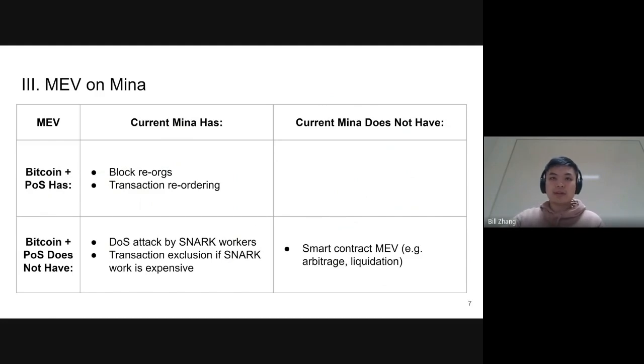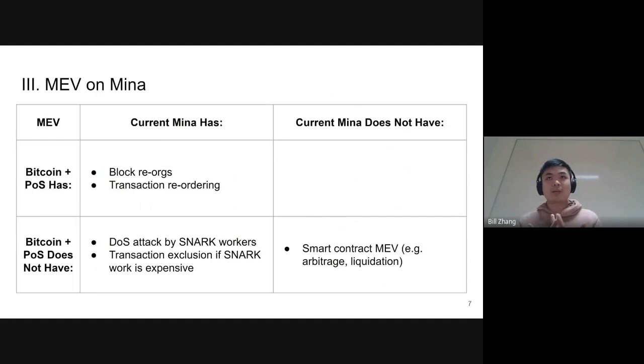Another form of MEV that both of them share is transaction reordering. As a block producer, you are an entity that has authority in sequencing transactions in your block. So you can choose which transactions go first, which go second. Thus, if you have two transactions where only one of the two could ever go through, for instance, if both are trying to send money from the same address, but the address only has one Mina worth of tokens in it, then whichever transaction gets put first will be the one that works, and the one that comes second will not go through.